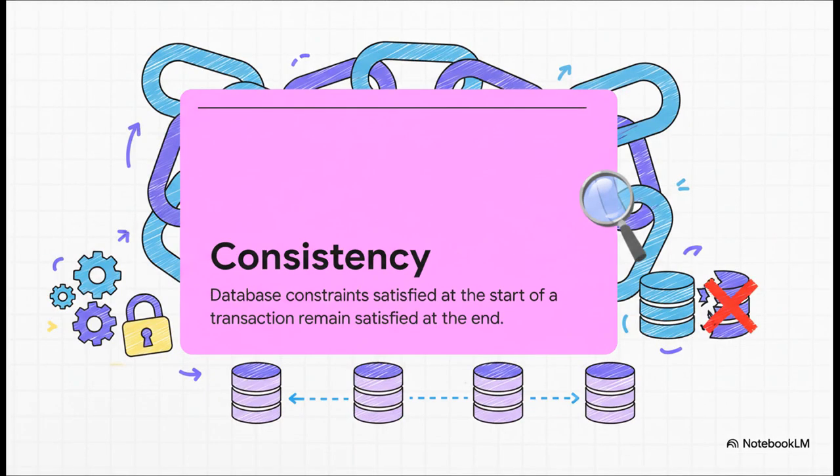C stands for consistency. This is all about making sure the database's own internal rules are never broken. For example, if there's a rule that an account balance can't go below 0, any transaction that tries to do that will just fail. The database guarantees that it only ever moves from one valid state to another valid state.